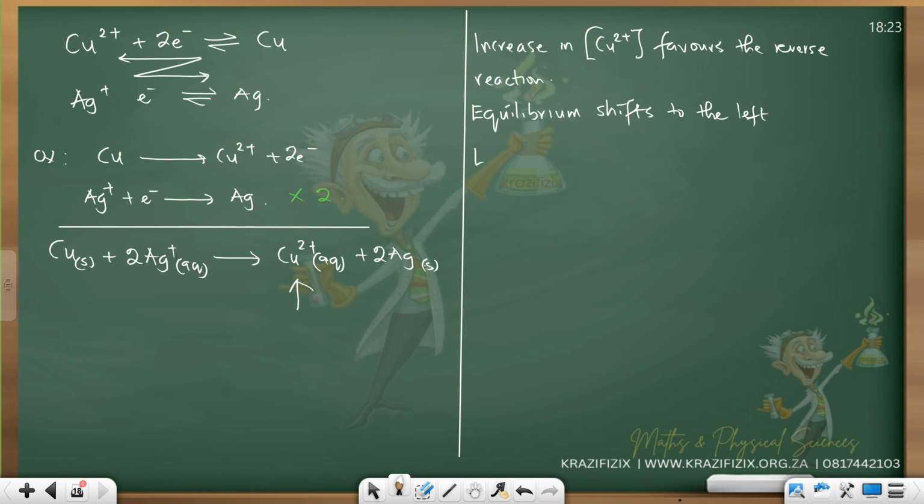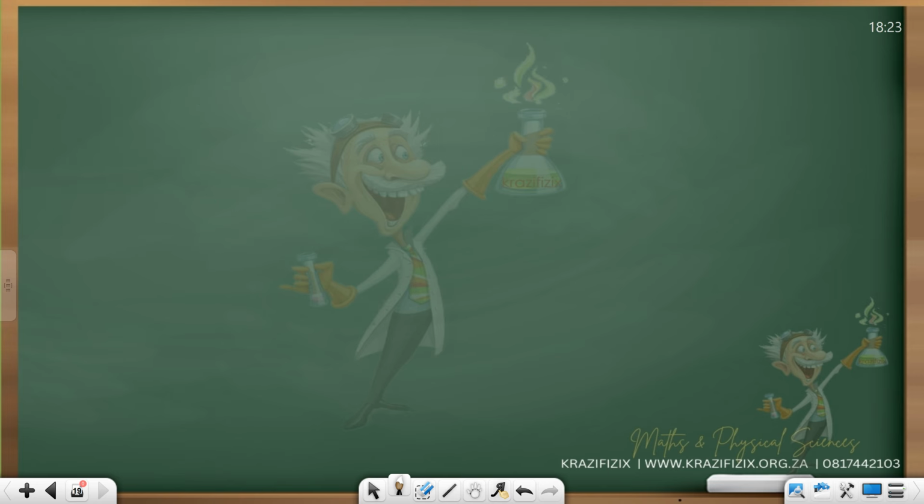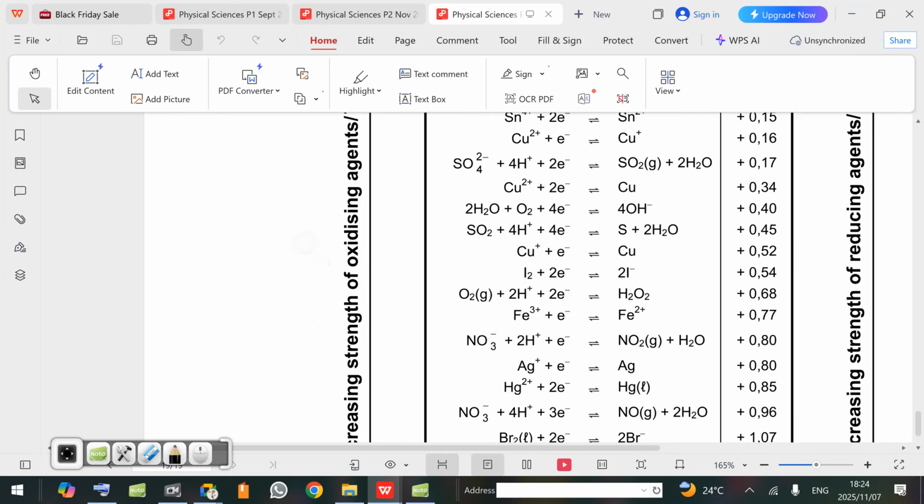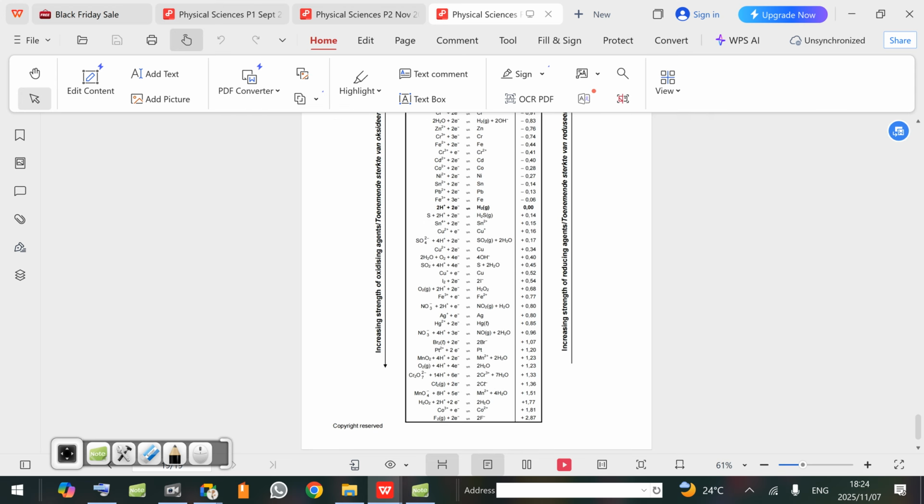So what happens? The EMF of the cell will do what? Decrease. So please take note: if the reverse is favored, the EMF decreases. If the forward is favored, it increases. Okay, beautiful. Guys, are we on the same page so far? I really need my 25 marks to be in.